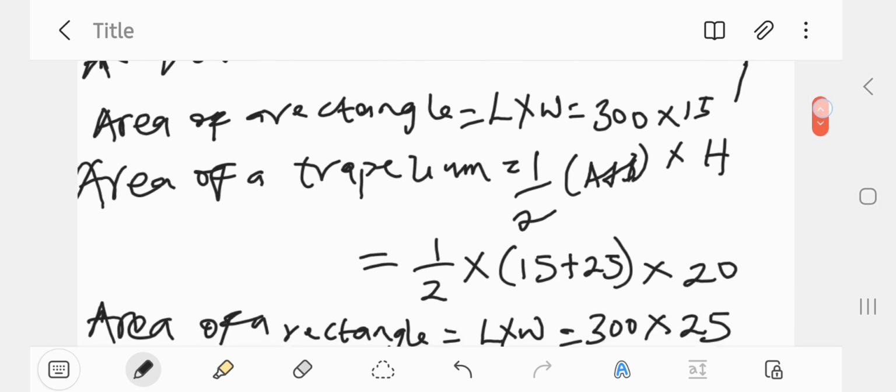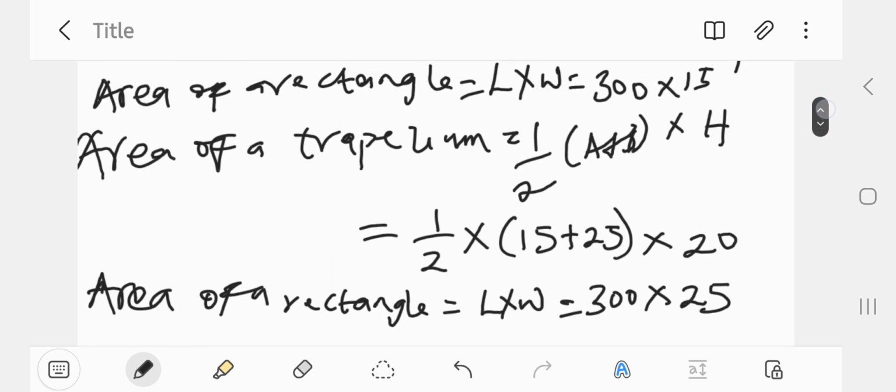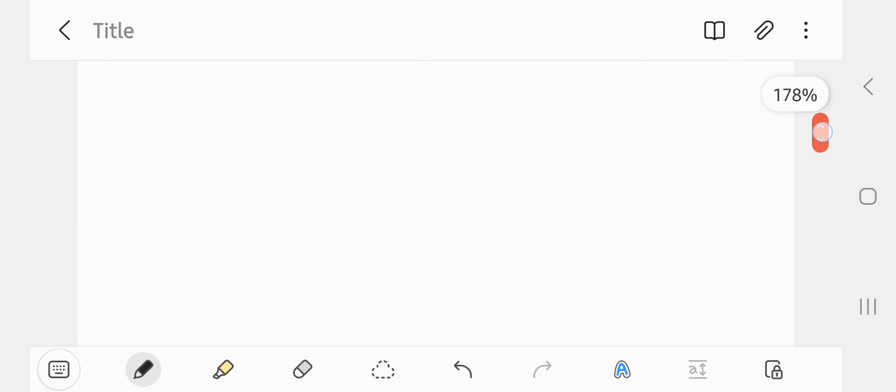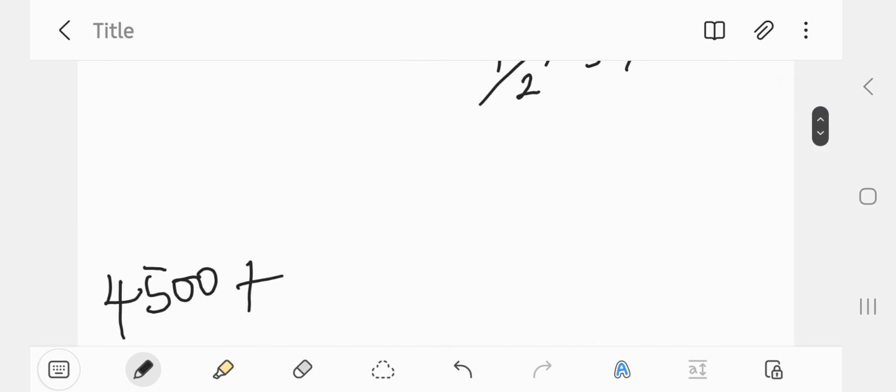The second one is the area of a trapezium, and first of all, you add 15 plus 25, 15 plus 25, which is 40, then multiply it by the height, which is 20, then divide it by 2, which is going to give us what? Still 40.